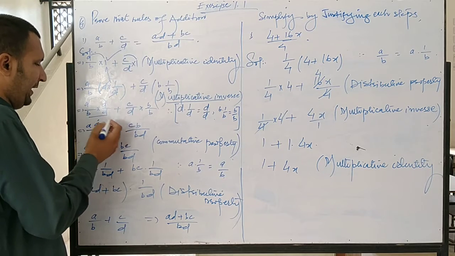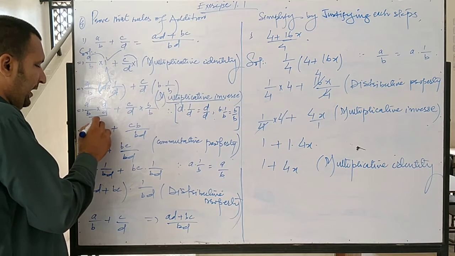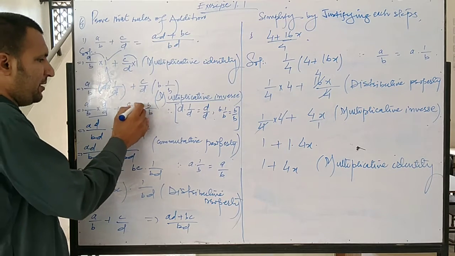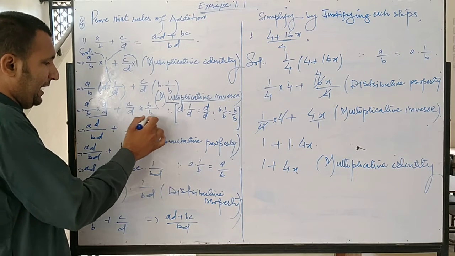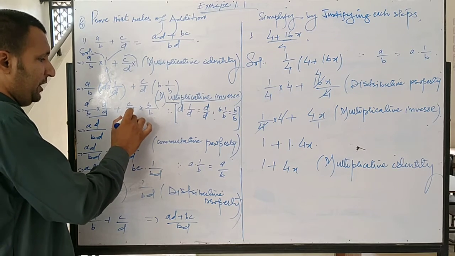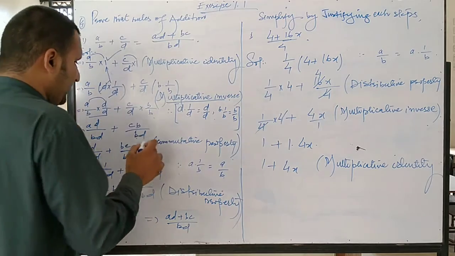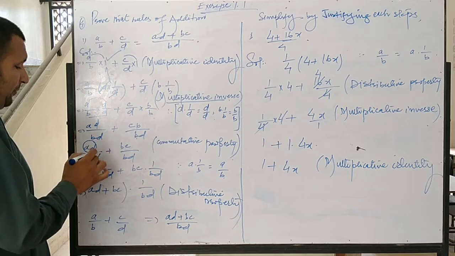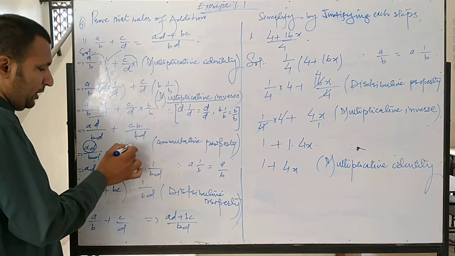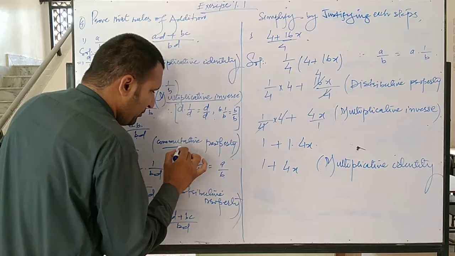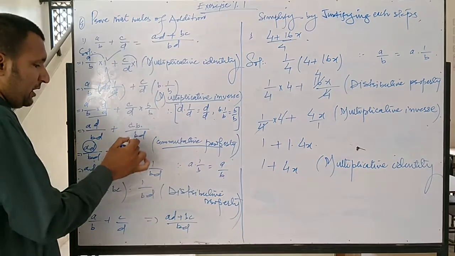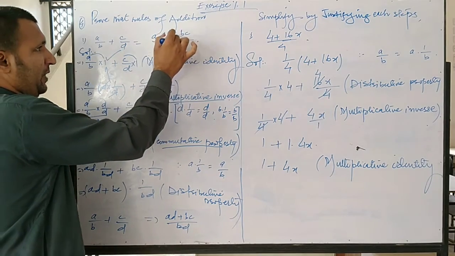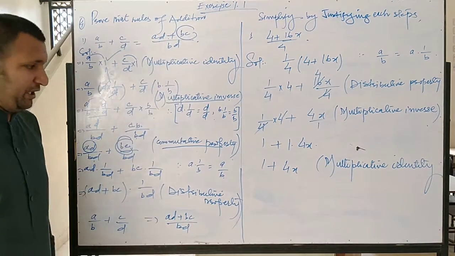Means a multiply d is equal to ad, divided by b into d is equal to bd, plus c multiply b is equal to cb, again divided by d into b is equal to bd. Again we apply ad upon bd plus cb converted into bc. Means this is the commutative property. cb converted into bc, because we have to convert it to the statement ad plus bc upon bd.